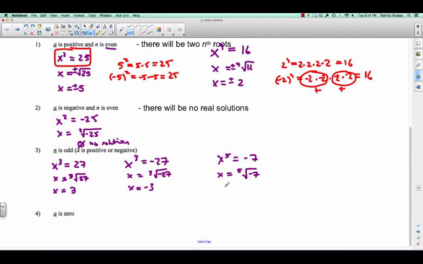So what's the solution? I have no idea. I do not know what the 5th root of negative 7 is. It's probably something like negative 1.1 or something, but I don't know what it is. So you just stop here. You don't take the next step.